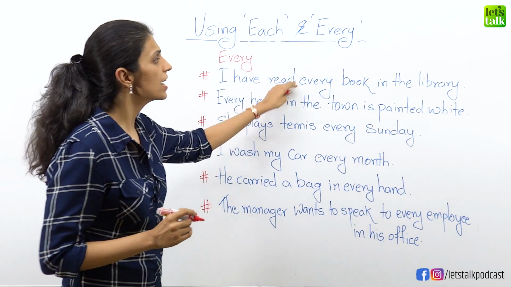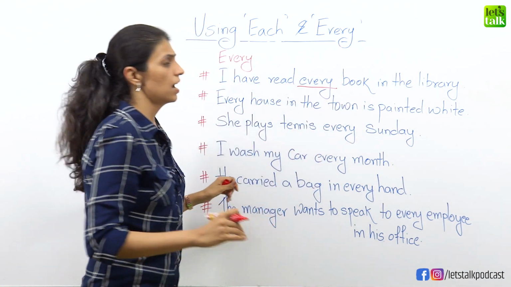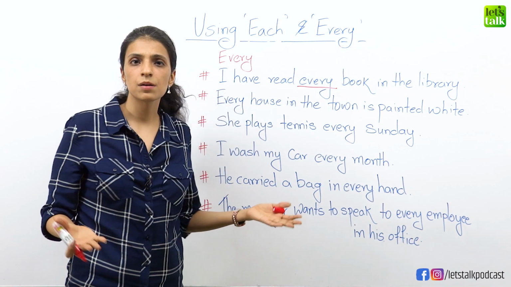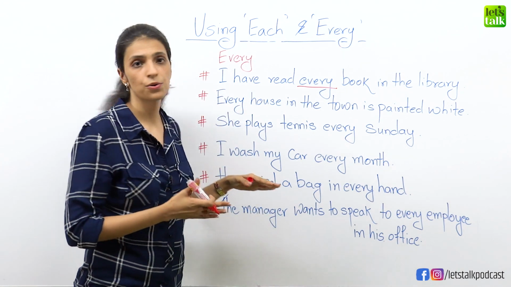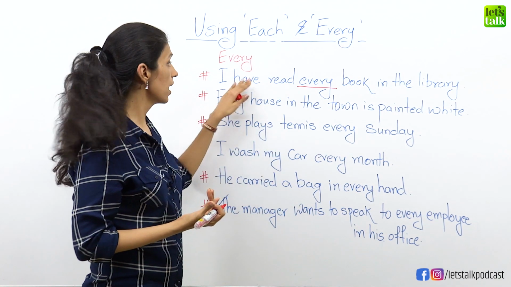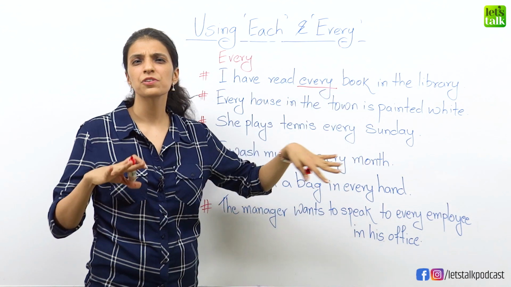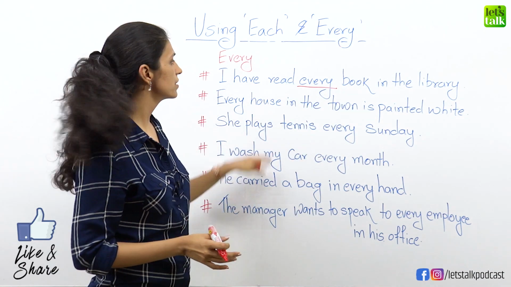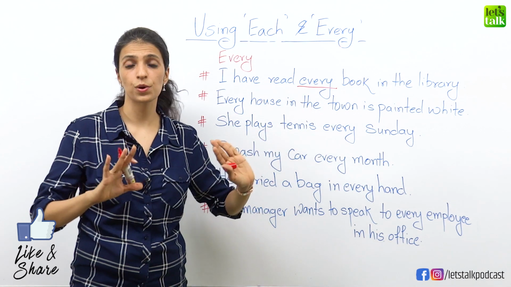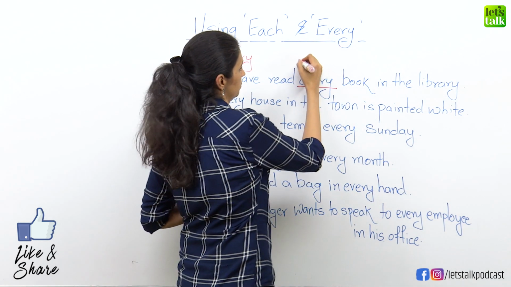I have read every book in the library. Now, why do I say every? I can't even begin to count the number of books a library has, okay? There are more than 2 books, maybe 1,000 books. I have read every book. Well, I could say I have read each book in the library, but it is always better to use every because we are talking about larger numbers or an indefinite amount.